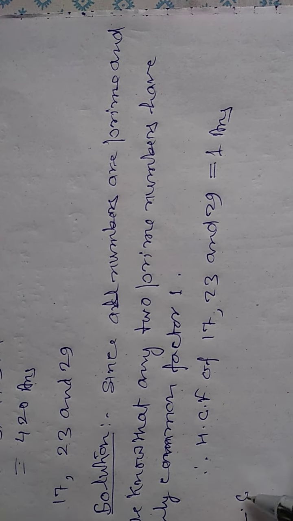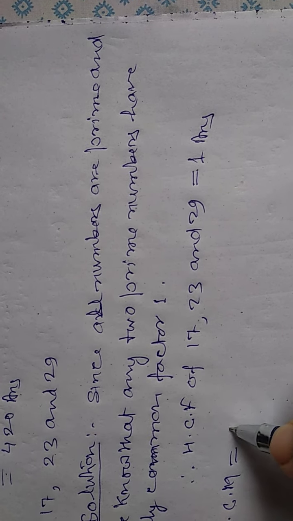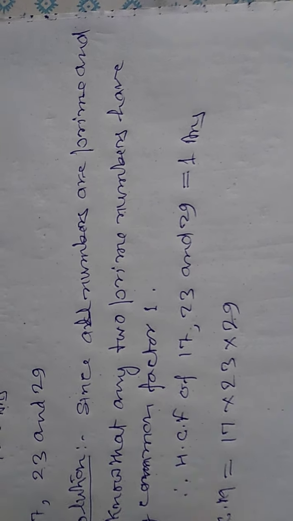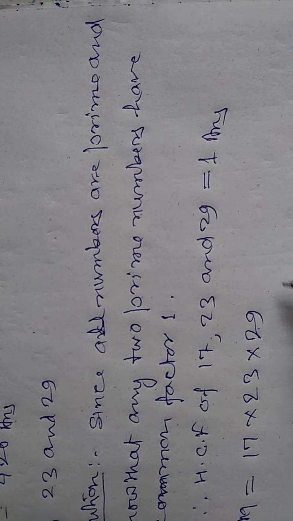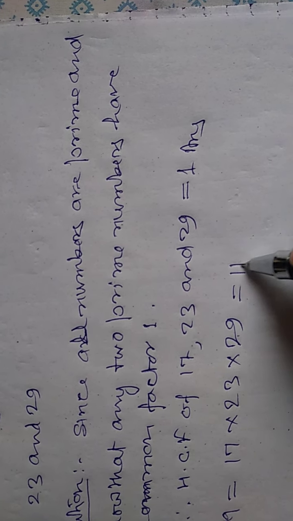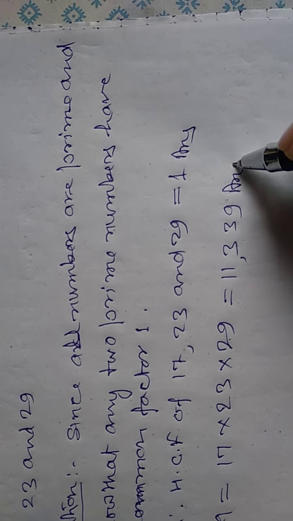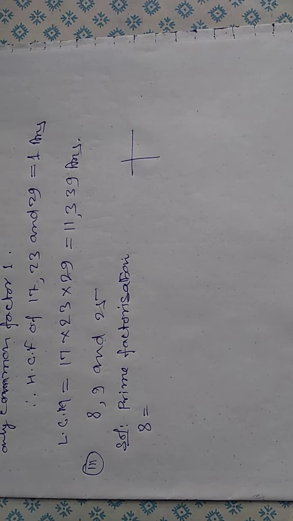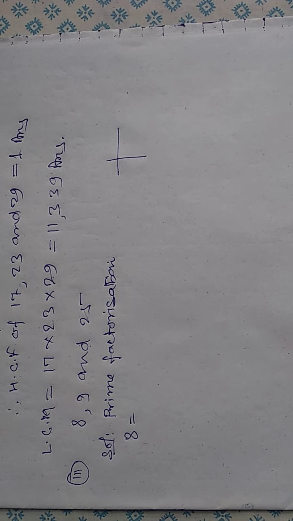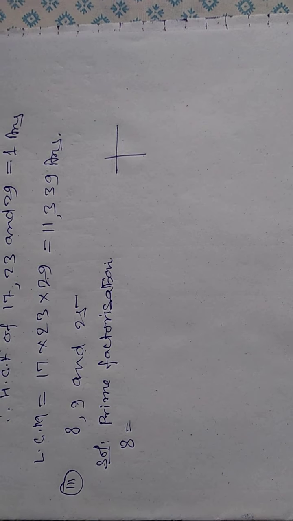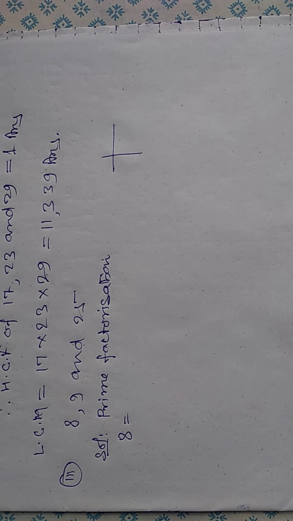LCM, it is equal to 17 into 23 into 29 and it is equal to 11,339. This one is answer. Now next one is 8, 9 and 25. Find its LCM and HCF.